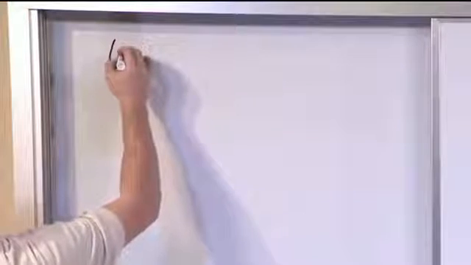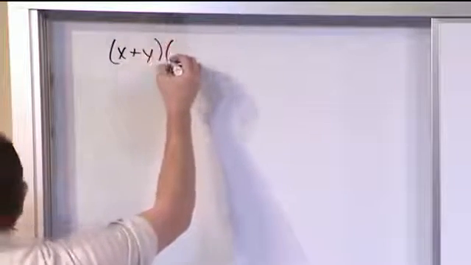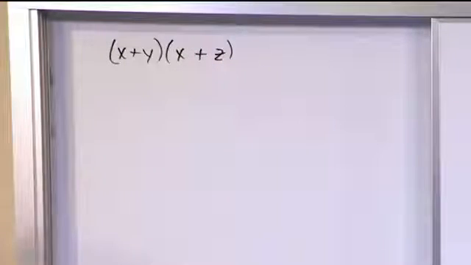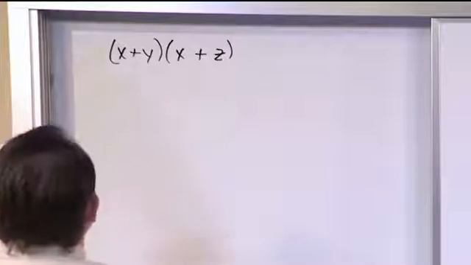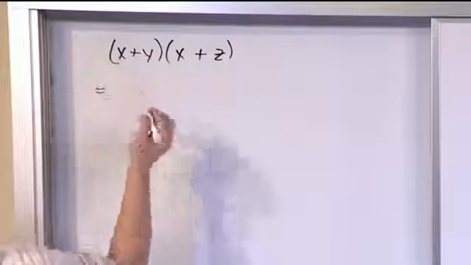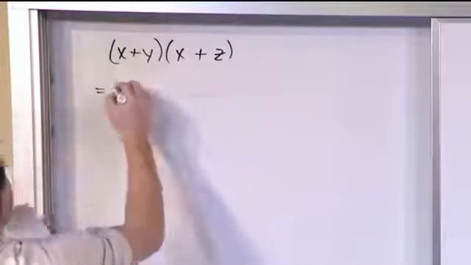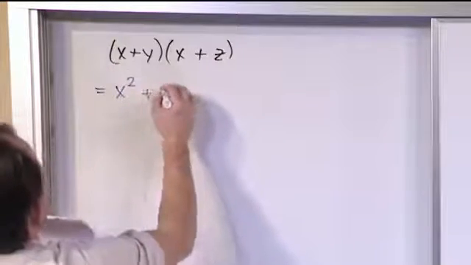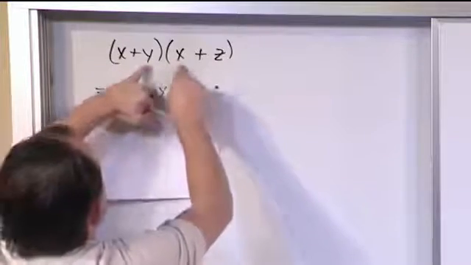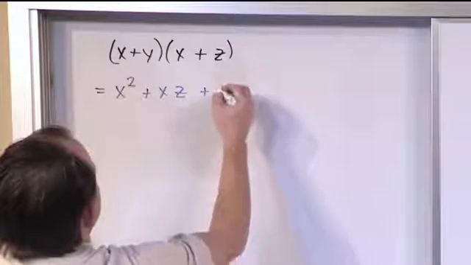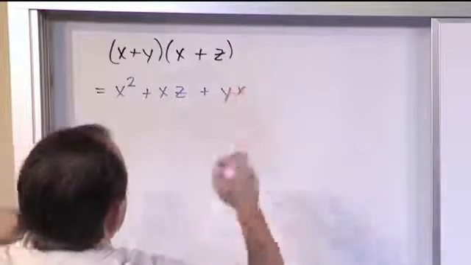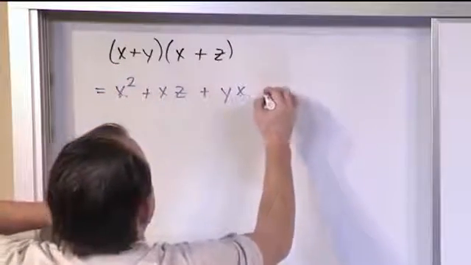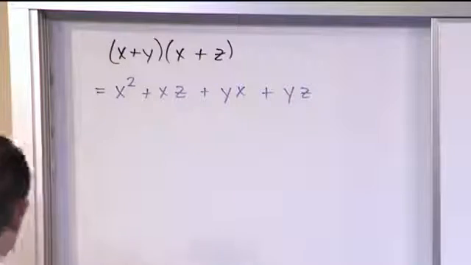Okay, what if you have simply x plus y times x plus z? Binomial times binomial. It's the same story, different chapter every time. First terms, x times x gives you x squared. Outside terms, x times z gives you xz. Inside terms, y times x gives you y times x. There's nothing much more to do there. And then the last terms are y times z.